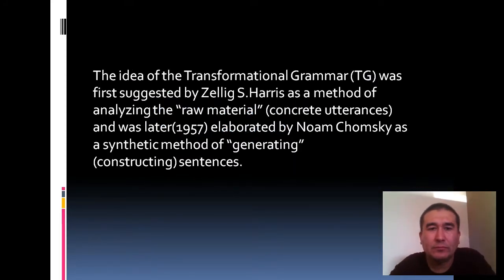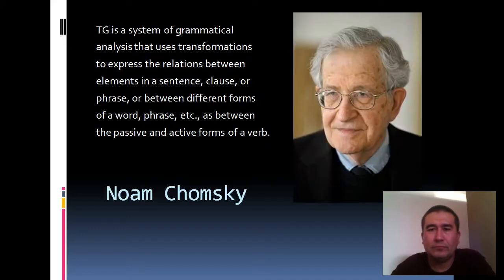What is it? The idea of transformational grammar, TG, was first suggested by Zellig S. Harris as a method of analyzing the raw material, concrete utterances, and was later, in 1957, elaborated by Noam Chomsky as a synthetic method of generating, constructing sentences. TG is a system of grammatical analysis that uses transformations to express the relations between elements in a sentence, clause or phrase, or between different forms of a verb phrase, as between the passive and active forms of a verb. You can see this scientist on your computer screens, Noam Chomsky.